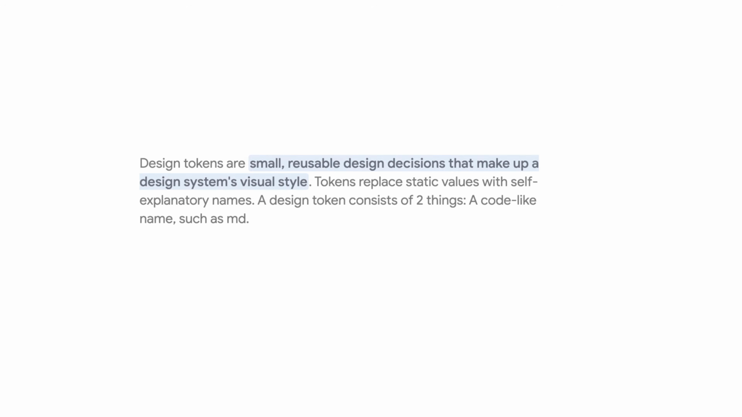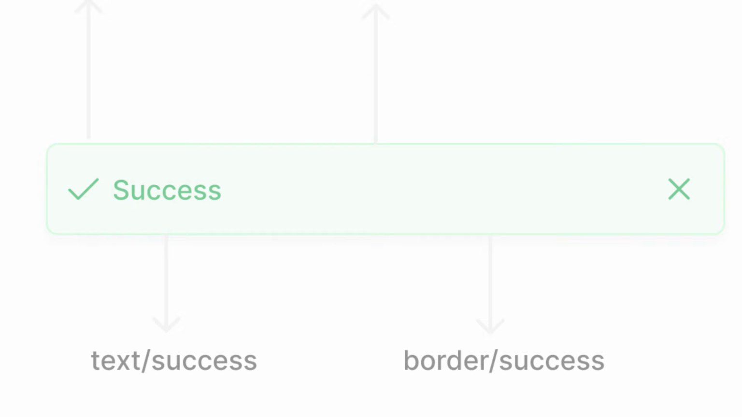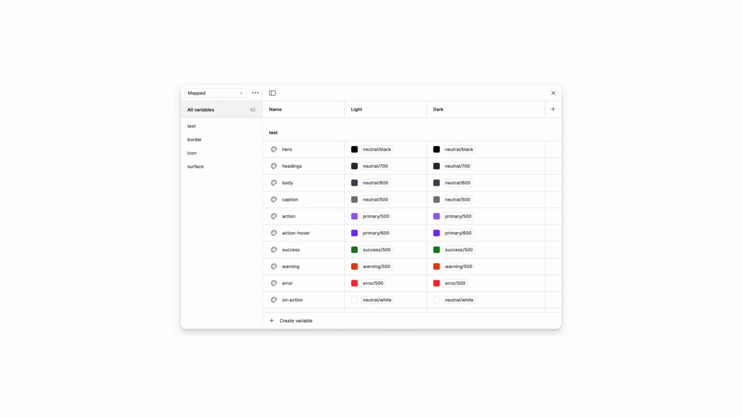So Google defines design tokens as small reusable design decisions that make up a design system's visual style. But what does that even mean? So let's go ahead and look at the different types of tokens that we need and how to set them up to build your design system correctly.